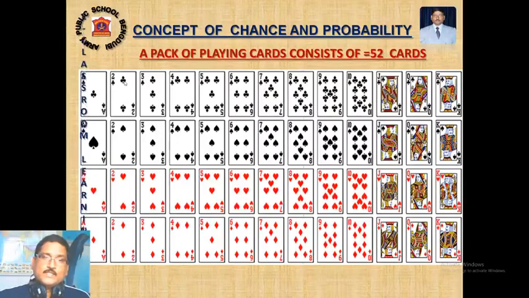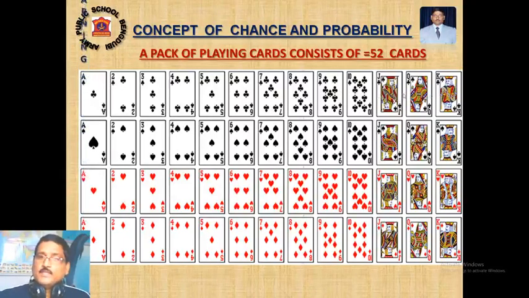This flower-like structure is called clubs. This betel-leaf structure is called spade. Heart-shaped structure is called hearts, and diamond-shaped structure is called diamond. Each type has 13 cards. Clear? These are called photo cards: J, Q, and K.